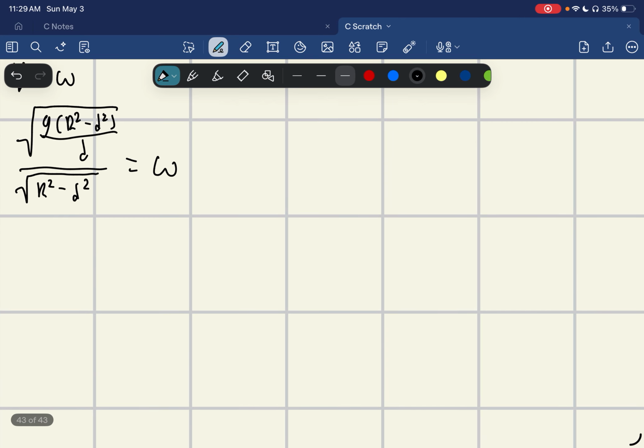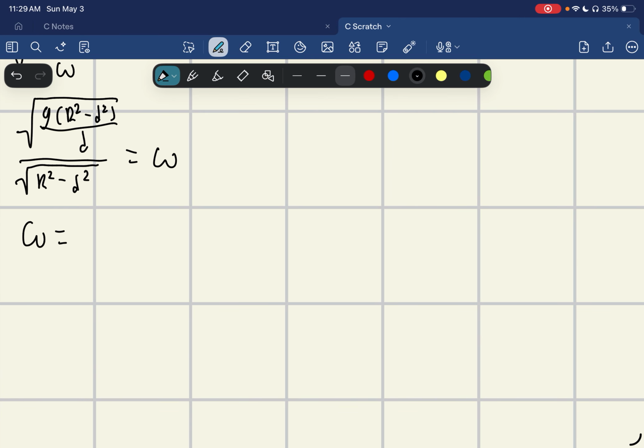I'm just going to rewrite it over here. And then we can combine the bottom with the top because they both have a radical. So it'd be g times big R squared minus d squared all over d, over big R squared minus d squared, and then those will cancel out, so you're left with omega equaling the radical of g over d.